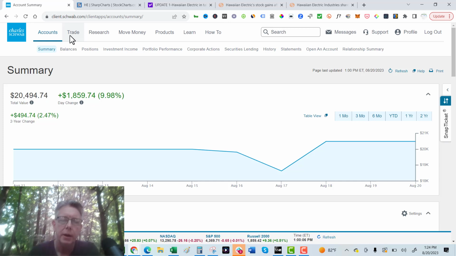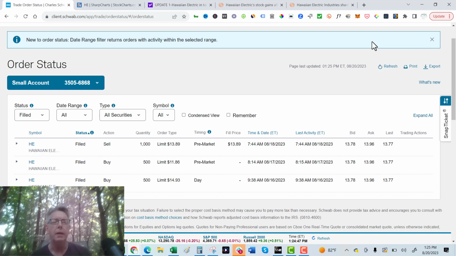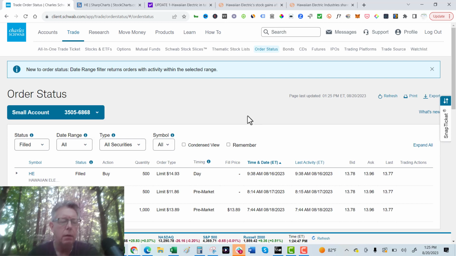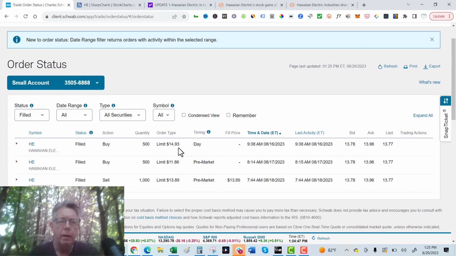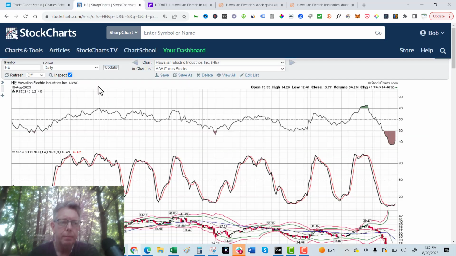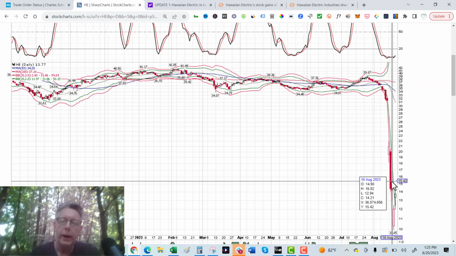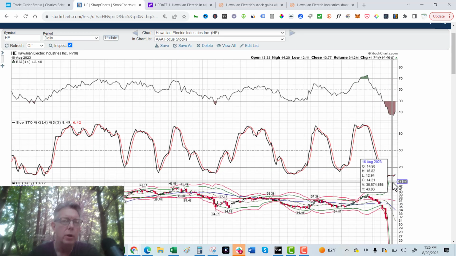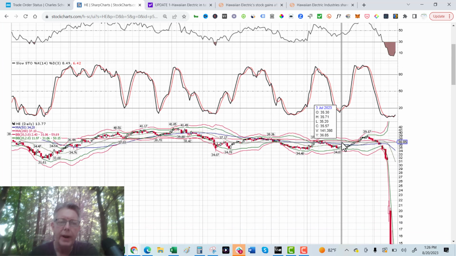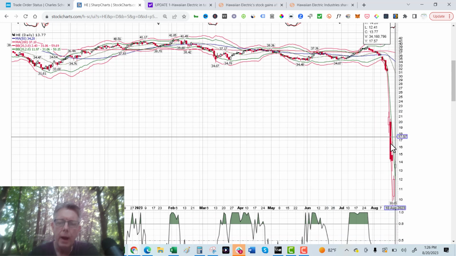That's the key, transparency. Okay, so what you're looking at here is, let's do this by date. On the 16th of August, I opened 500 shares of Hawaiian Electric at $14.93. And you can see from the chart here, again, August the 16th, the shares were getting annihilated, and RSI at that point in time was below 10. Here's a stock that was trading at around 40 bucks a share only a couple of weeks ago, and now I was buying it at $14.93.